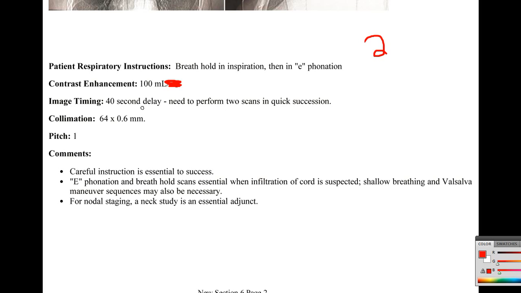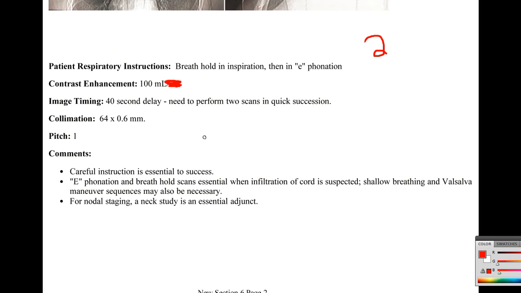However, because you're doing 2 scans, it's very essential that you do those back to back very quickly. There's no time to delay doing the second scan. So as soon as you get the breath hold inspiration scan done, then you need to go ahead and do the E phonation scan as well. The collimation is going to be, once again, 64 by 0.6 millimeters. Pitch is going to be 1 as well.